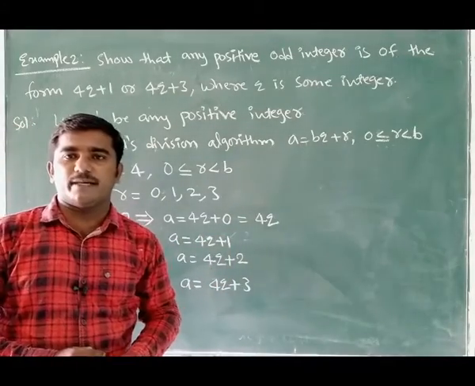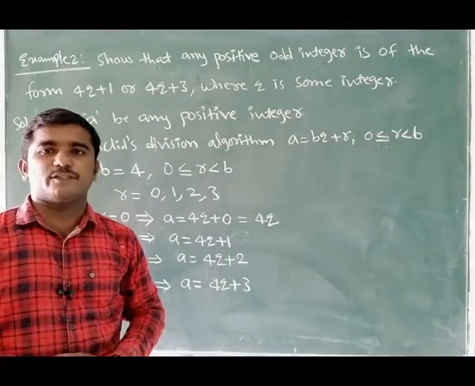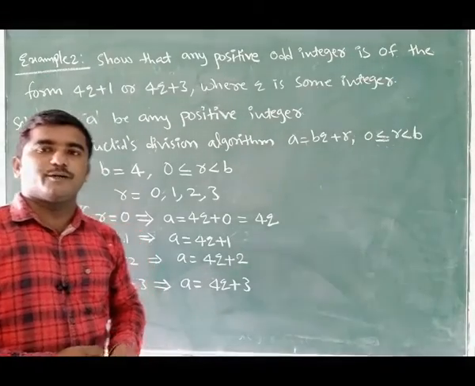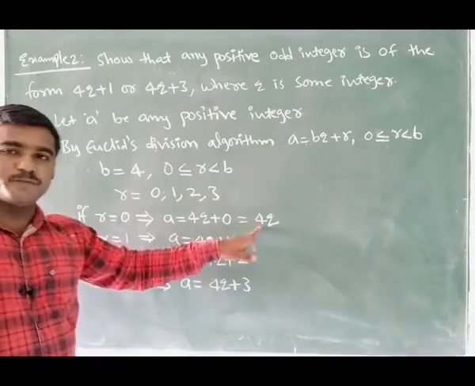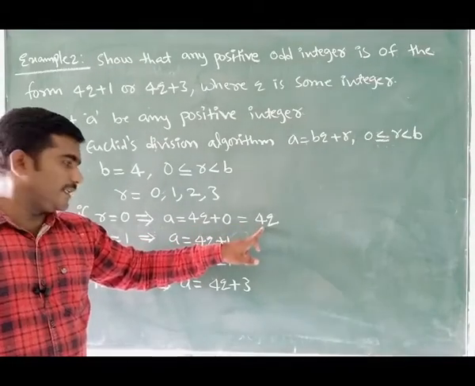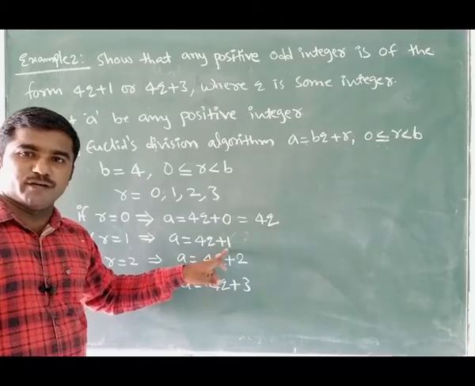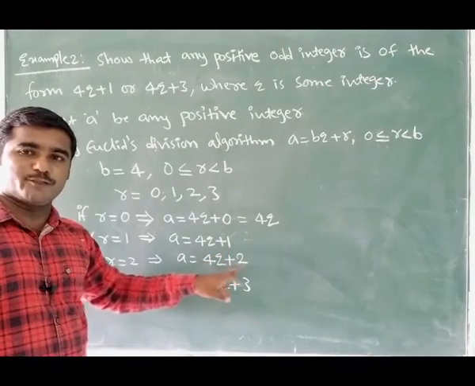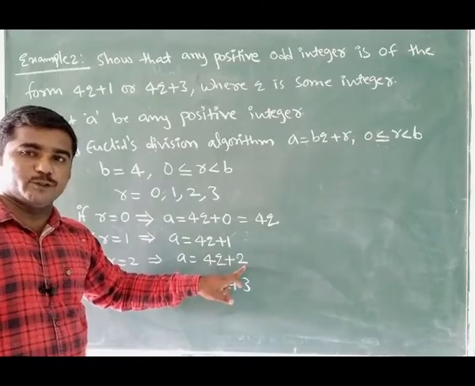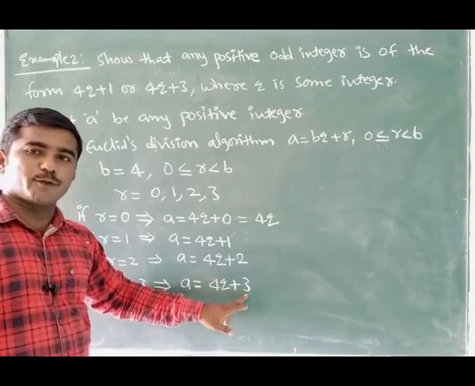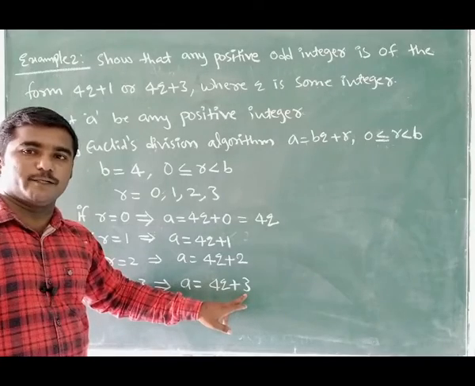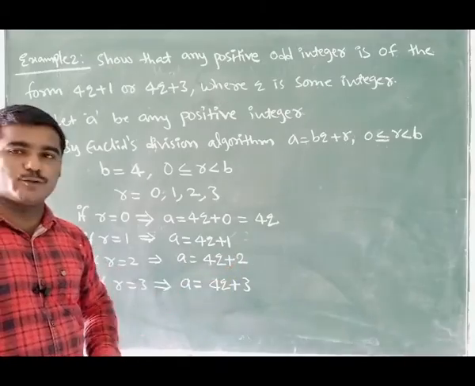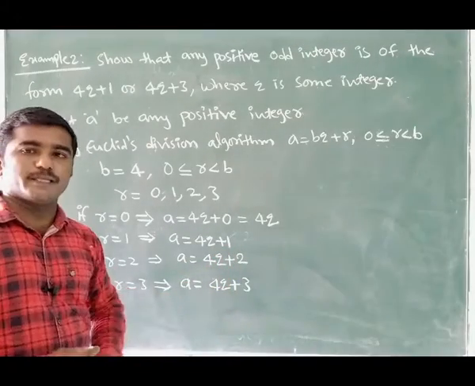What is an odd number and an even number? When it is exactly divisible by 2, it is an even number. When you divide it and the remainder is 1, it is an odd number. So here, 4Q is divisible by 2, so it is even. 4Q plus 1, the remainder is 1, so it is an odd number. And 4Q plus 2 will be divisible by 2. And this 4Q plus 3 is not divisible by 2, the remainder will be 1. So which are even? 4Q and 4Q plus 2 are even. 4Q plus 1 and 4Q plus 3 are odd.